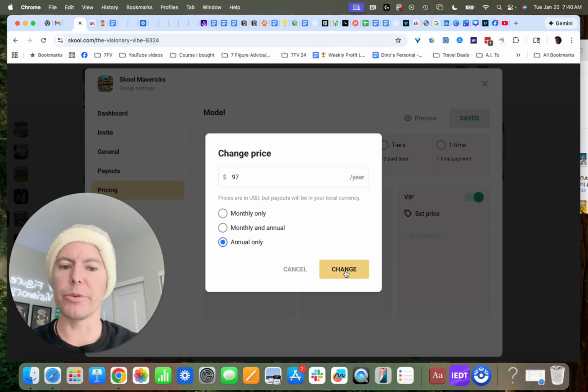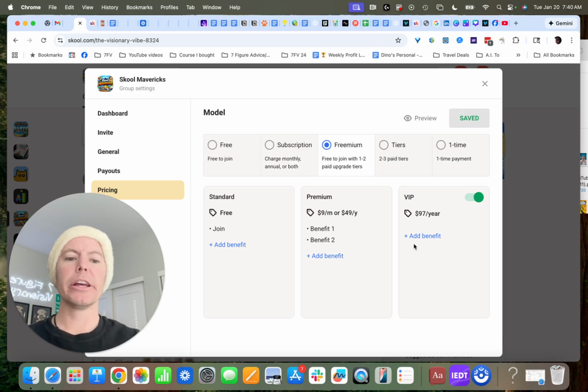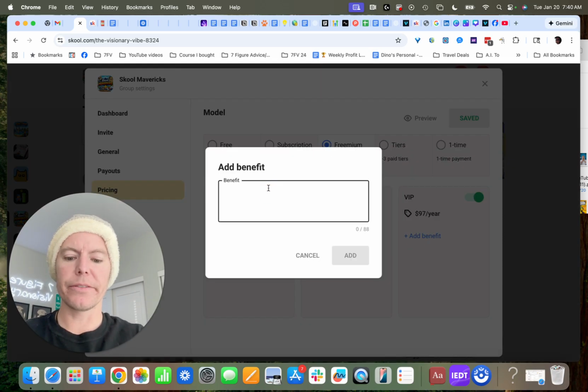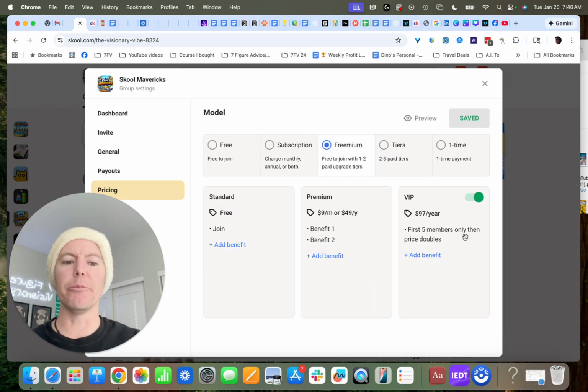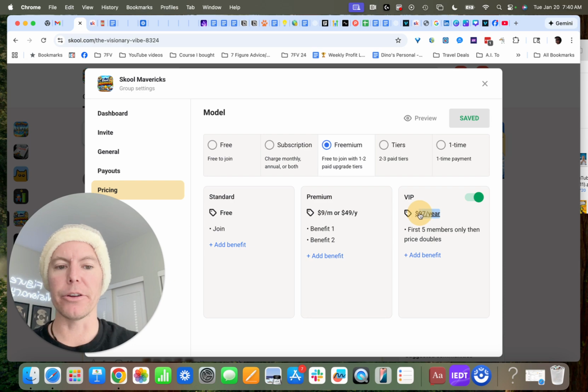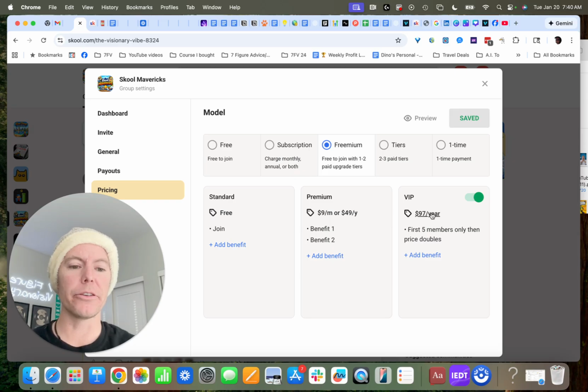All right, and you could always raise the prices. You might decide to start with $197. All right, but you essentially want to make this so that it's first 5 members only, then price doubles. All right, so this is really going to help you very quickly usher people into your VIP offer, right? And this could be a quick $500 here for the first 5 members grabbing this, which is awesome, $500 cash in pocket for you.